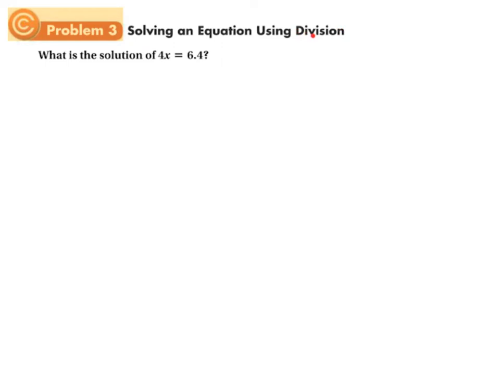Notice it says that you're solving an equation using division. Why would you be using division? Because it's the inverse operation of multiplication. And when we look at the problem, what is the solution of 4x equals 6.4? We can see that x is being multiplied by the 4. Whenever you have the coefficient sitting right in front of the variable, then that's multiplication. So 4 times x is what that says. What's happening to x? It's being multiplied by 4. The inverse operation is to divide by that 4. Okay? So what does it look like? You rewrite the original equation and then divide both sides by 4.